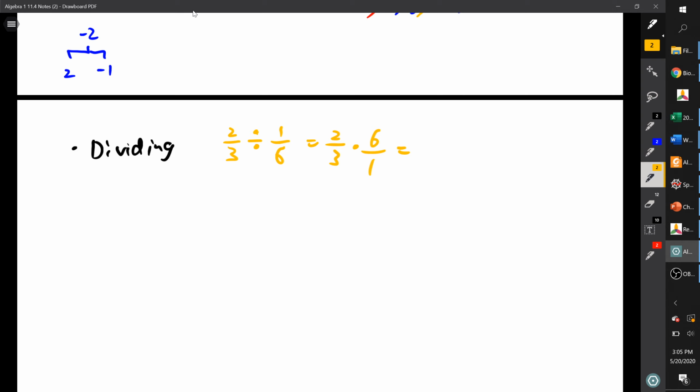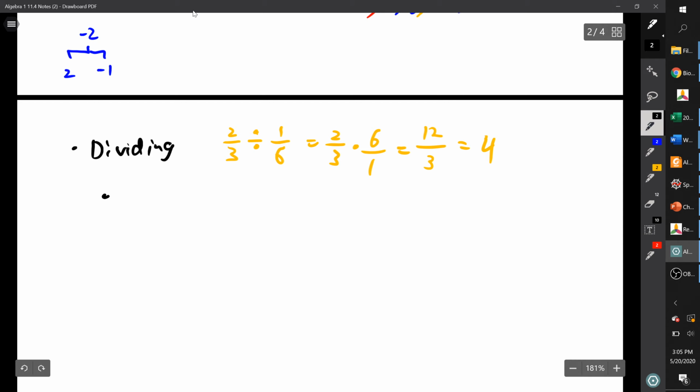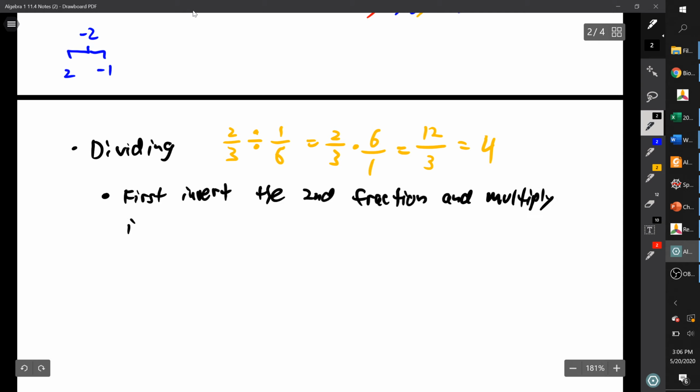So 2 times, now we just multiply. 2 times 6 is 12. 3 times 1, and my denominator is 3. So what is that? That's 4. Okay, the same thing works here. So what we can say is first invert the second fraction and multiply instead of divide.